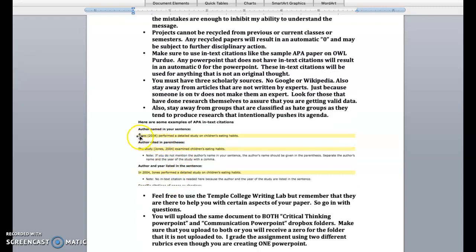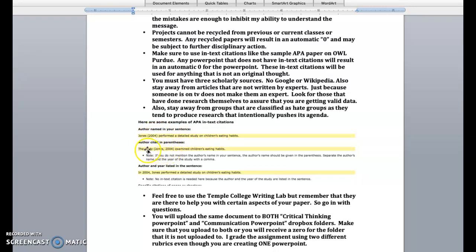The 2 things that I'm looking for are the last name, and I'm talking kind of fast because this thing shuts off at 15 minutes, the last name of the author or authors and the year of publication. Somewhere in that sentence, that needs to be there. Here you can see the author is in the sentence. The sentence is, Jones performed a detailed study on children's eating habits. So the year of publication had to be in parentheses.